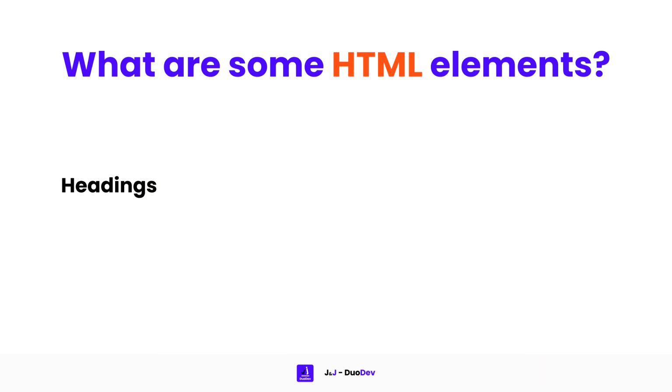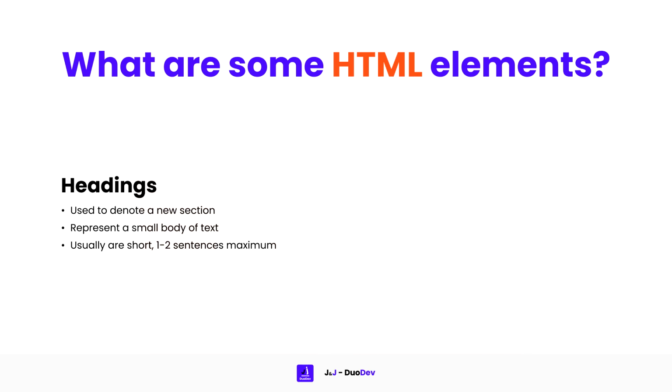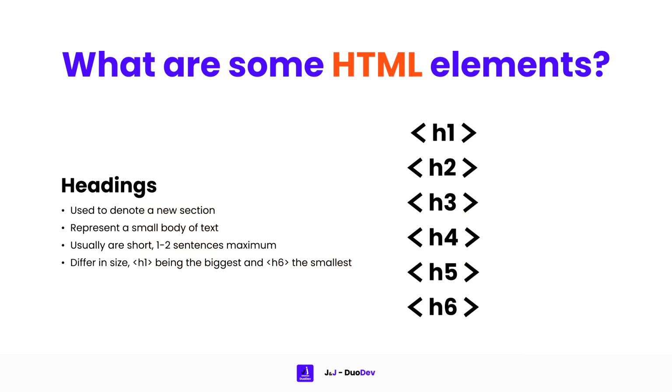So let's have a look at some of the elements in HTML and how we can utilize them to build a web page. To start off, we have the headings. Headings are used to indicate whenever we want to start a new section on the website. They represent a small body of text, as they are usually very short, a maximum of a sentence or two. And they differ in size as well. H1 is the biggest and H6 is the smallest. So there are 6 different tags from 1 to 6.